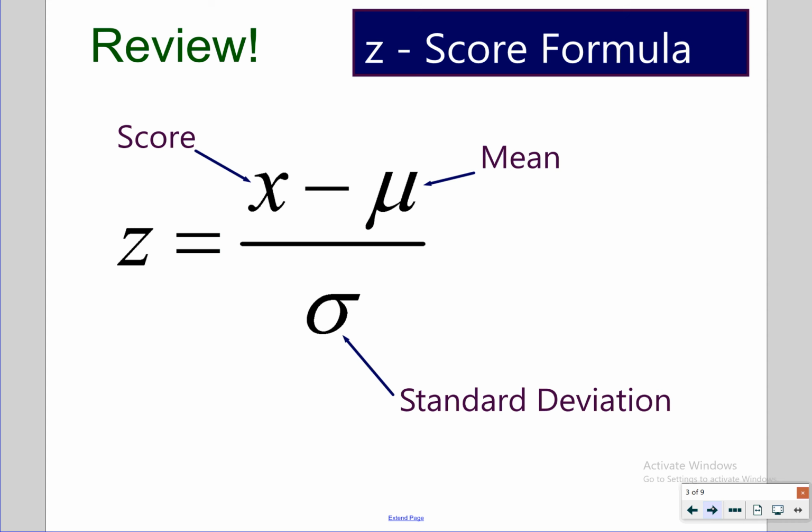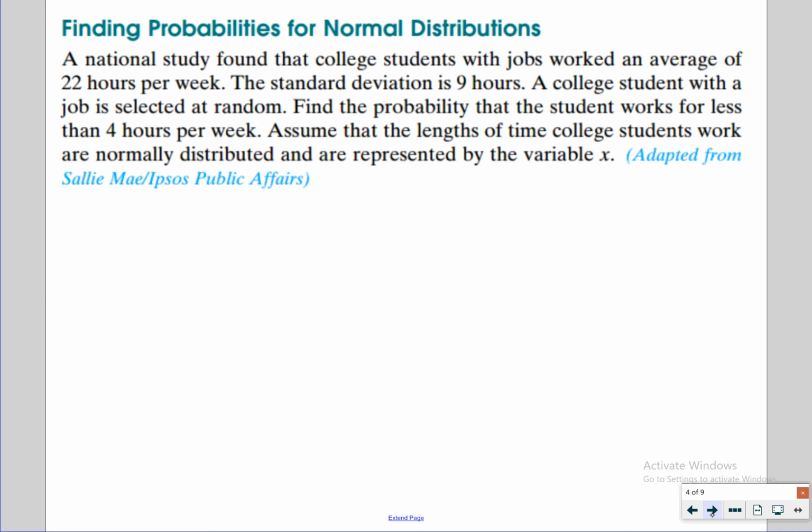Okay, so we're going to use this now. Putting two things together, we're going to take an x value, convert it to a z-score, and then use that to find the probability with our charts.